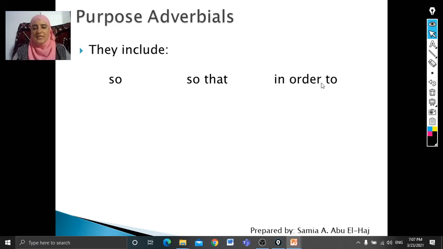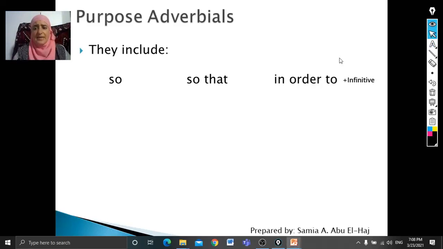So that, and in order to, all of them have subject and verb after them, except in order to. After in order to, we need to use an infinitive verb, base verb. In order to finish, in order to come, in order to eat, in order to study. Okay, so we have an infinitive verb after to. But so that, subject verb, so subject verb after it.